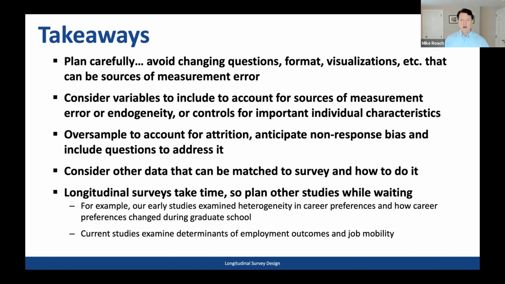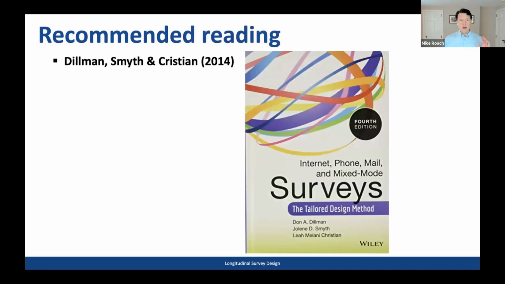So Christina mentioned one book. Another book that we've used a lot that I think is really very helpful is this Dillman, Smyth, and Christian book on survey methods, especially for internet and phone. There's a chapter in there on longitudinal design, but it has a lot of really great techniques and methods of doing some of these larger surveys. And I really highly recommend this book.